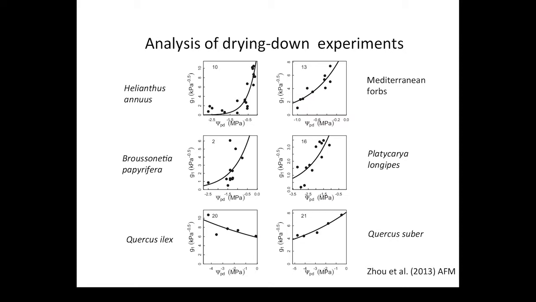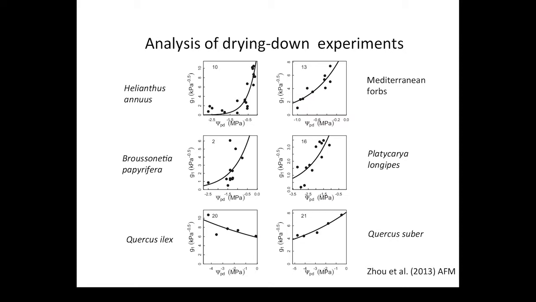This was from analysis of drying down experiments, and here the story is a bit different because there are big differences between different types of plants. So these are from experiments where the experiment is basically simple. You just stop watering the plant. You keep it in a glass house and you stop watering it, and then you keep measuring it every week until it dies. And so there's quite a few of these in the literature.